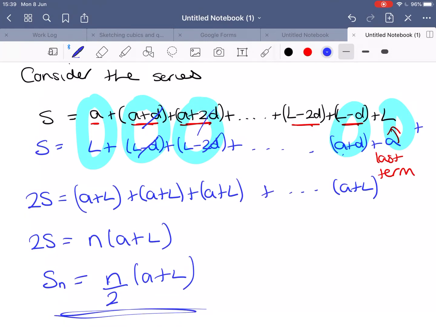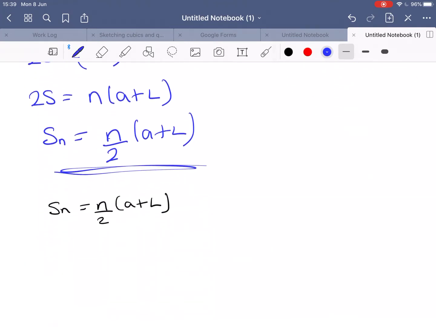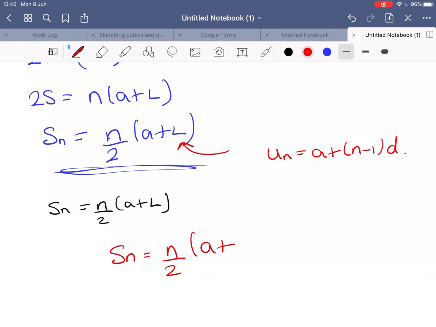That's one of the formulas that you can use, and it's actually on the formula booklet as well. But we could write that in a different form, because what happens if we don't know what the last term is, but we know the common difference? Well, if you remember last lesson, we said the last term, un, is given by a plus n minus 1 lots of the difference. So what I can say is Sn is n over 2 times a plus, let's substitute this for my last term, a plus n minus 1 times the difference.